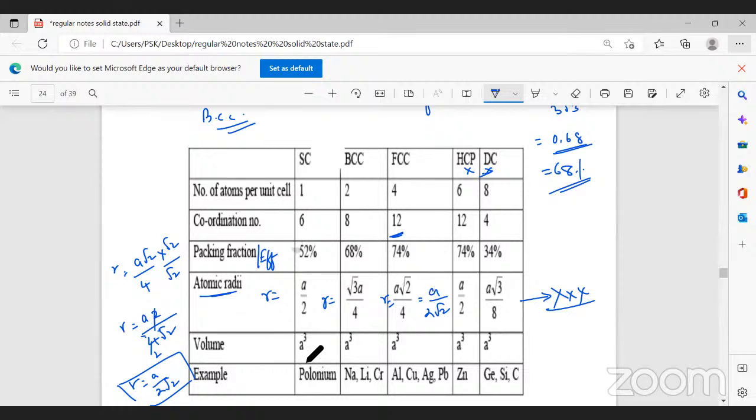And volume of a unit cell, you know, is A cube. Examples: for simple cubic lattice, polonium; for body-centered cubic lattice, sodium, lithium, chromium. They have given so many examples. This tabular column also you can remember to work out the problems later.